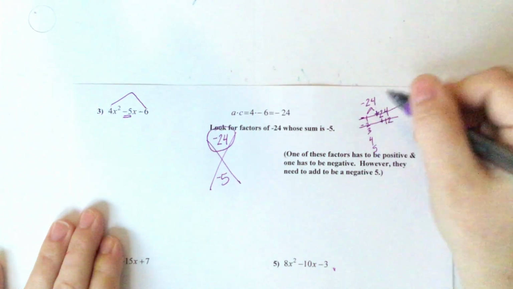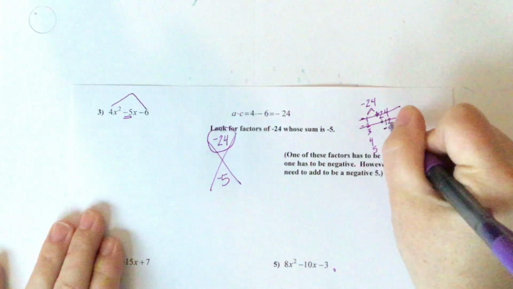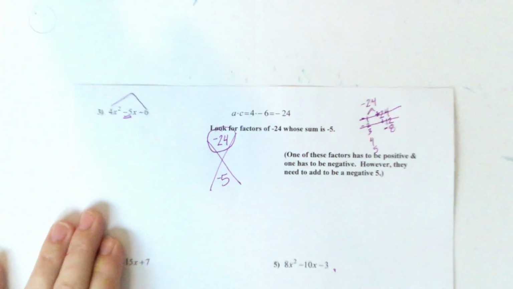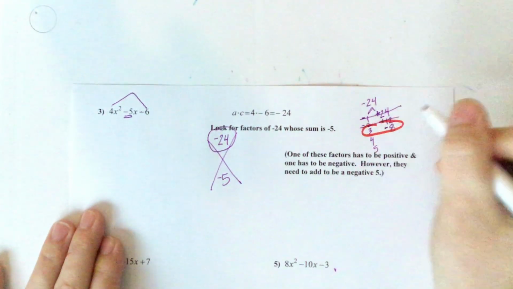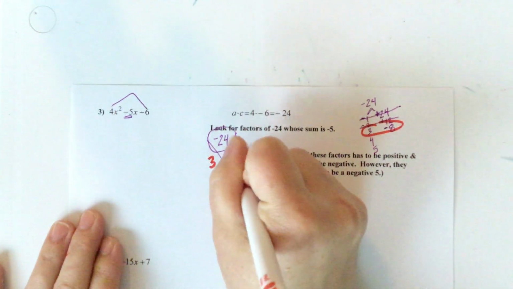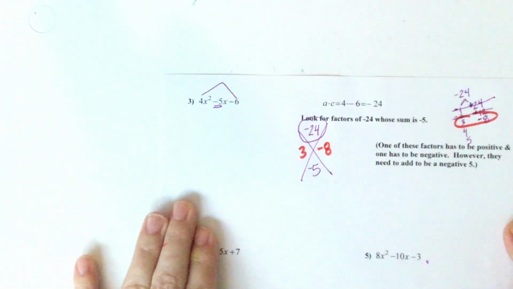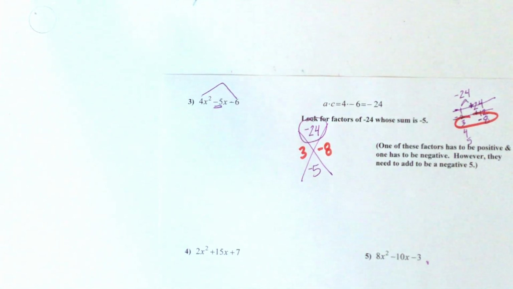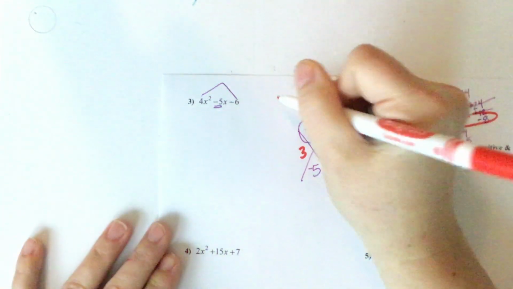3 times what is negative 24? Negative 8. Do these two numbers add to make negative 5? Yes, they do. A 3 and a negative 8. Now, if somebody put the -8 here and the 3 here, that's fine. It doesn't matter. Okay, so now we're going to do our Dr. D. Drop, replace, drop.